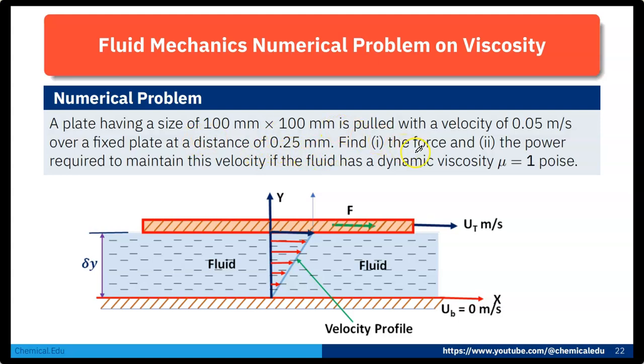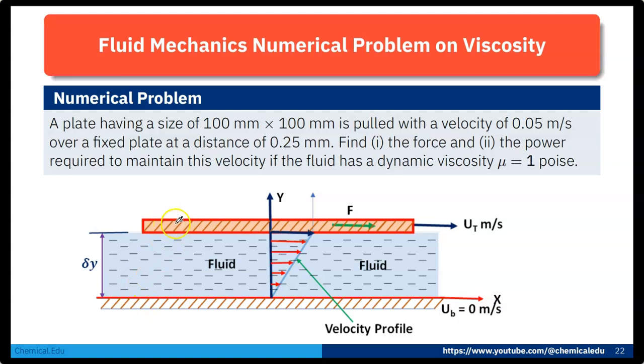Find one, the force, and second, the power required to maintain this velocity if the fluid has a dynamic viscosity mu is equal to 1 poise. So this is the problem. So upper plate is moving and bottom plate is fixed.